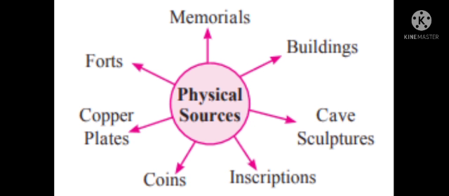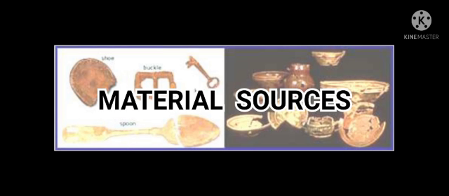Now let us look at some material sources, that is physical sources. Memorial is a structure or building that is built to honor a special person or event. Cave sculptures, also known as rock cut architecture, is the practice of creating a structure by carving it out of solid natural rock. For example, Ajanta caves. Inscription are the words that are written or cut on something.